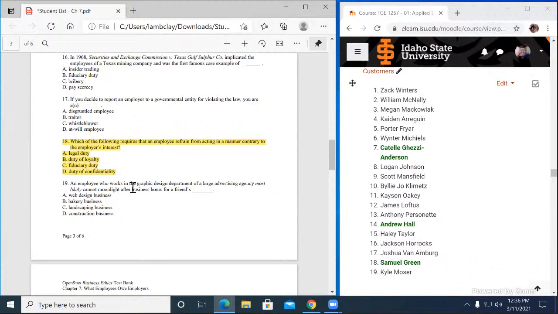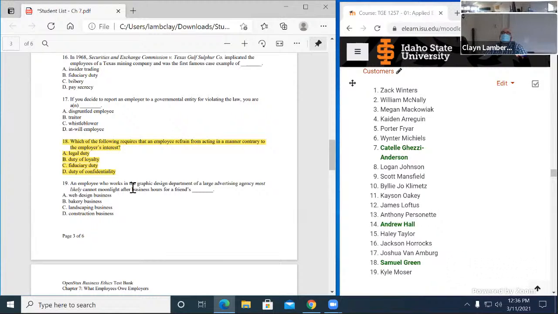Would that maybe be like keeping the company's information private? No, I don't think that's it. That's a duty of confidentiality. Okay. Okay, Sam? I don't know if this is exactly what you're looking for.